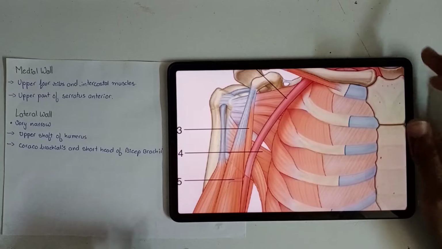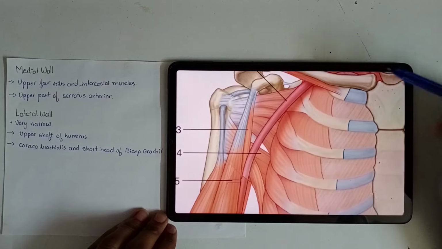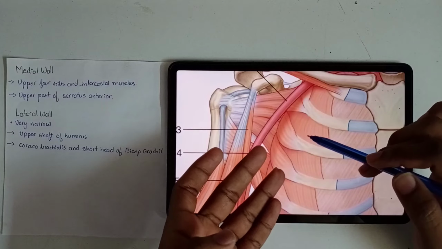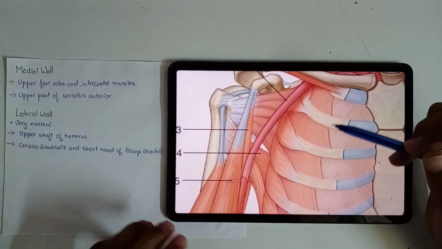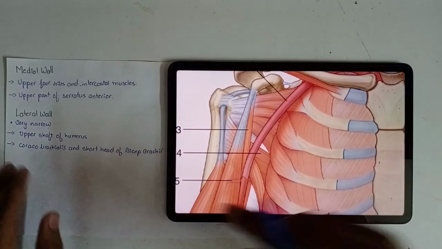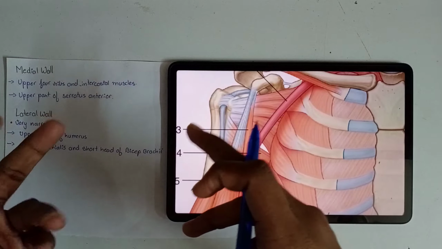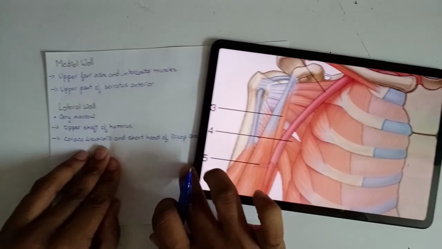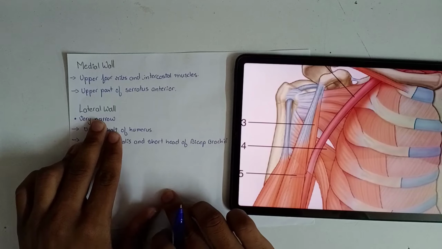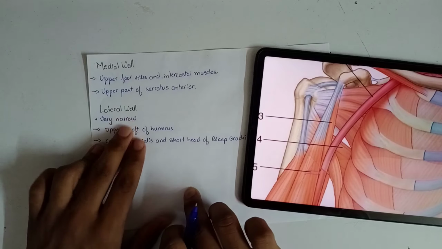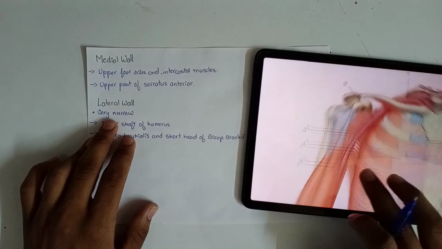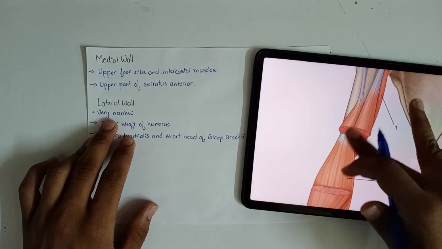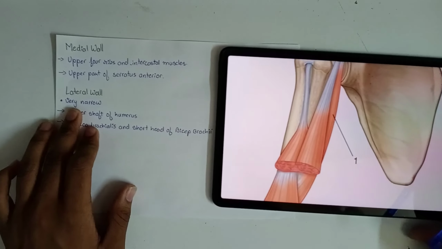So there is nothing to explain in this. You can see the diagram, and by just seeing the diagram you can tell the medial, anterior and posterior walls of the axilla. The last one is the lateral wall. The lateral wall is very narrow. In this diagram I'll show you the lateral wall.